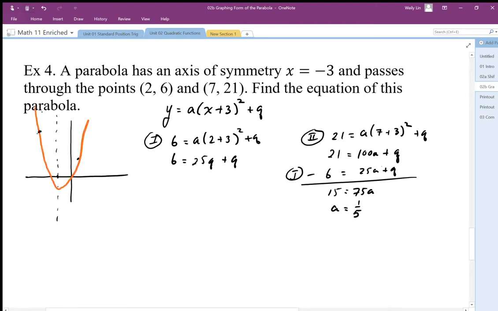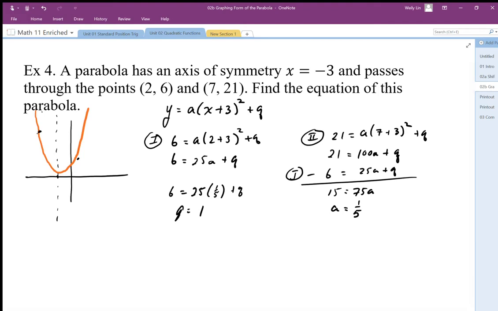I need to then solve for q by plugging back in. So I'm going to just plug it back into equation 1, so that's 25a, my a value was 1/5. Solving for q, looks like q is equal to 1. Okay, so when I sketch in this graph now, I know where my vertex is. It's going to look something like that and something like that. Okay, so there's my parabola.